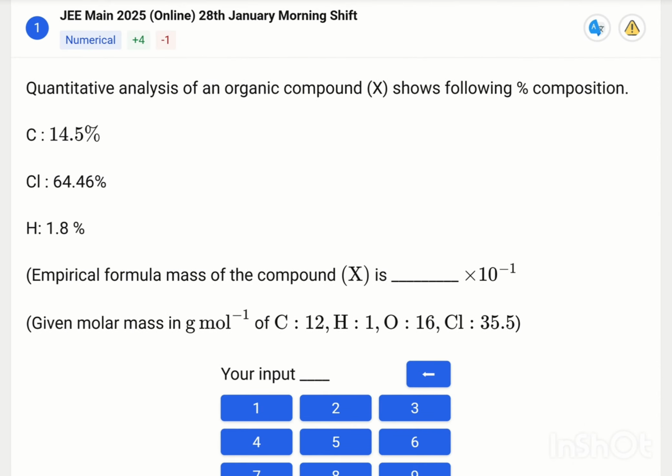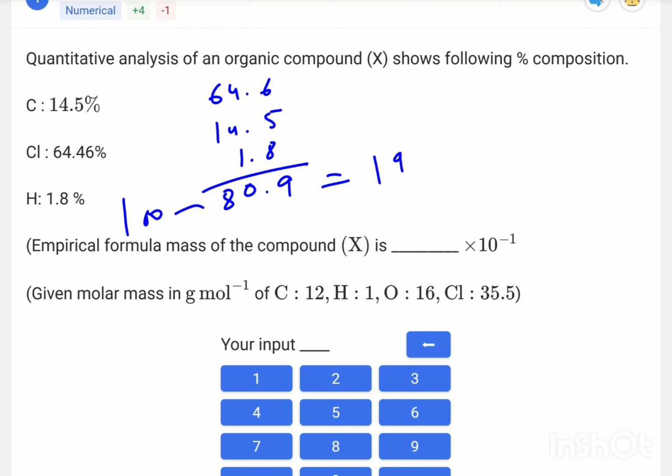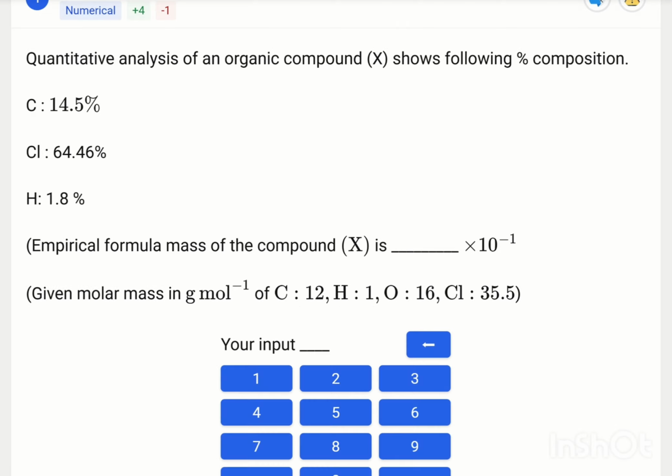So next question: quantitative analysis of an organic compound shows percentage composition of carbon, chlorine, hydrogen. Okay, I don't think it is 100%. 64.6, 14.5 and 1.8. 100 minus 80.9 means 19.1% is something else. And what is that? Molar mass of carbon, hydrogen, oxygen. Okay, we got everything now. Oxygen is 16. Let us solve this question on the smartboard.